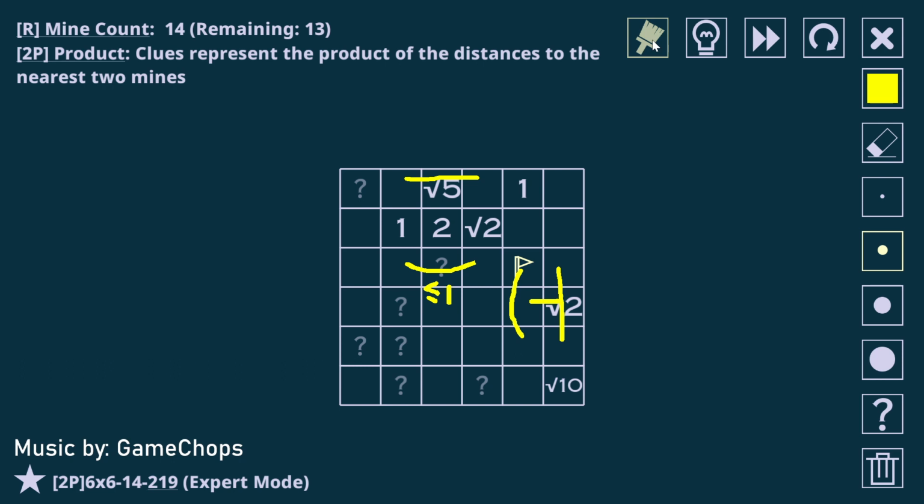The root 5s and the root 10s see the things that have nothing to do with the things that are 2 away from it. I don't know what I'm saying. Saying that this one can only have one of those being mines, right?